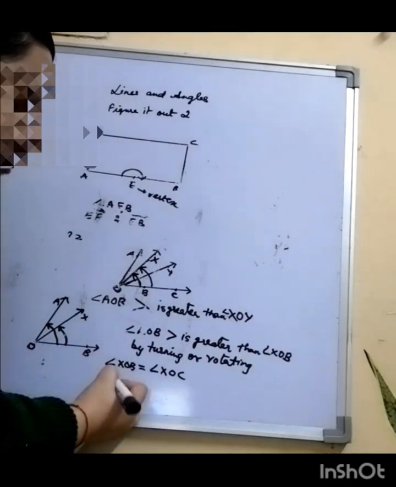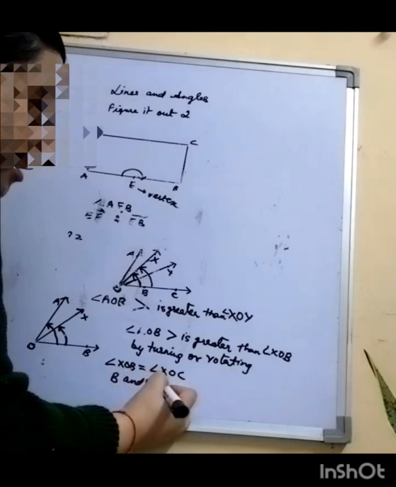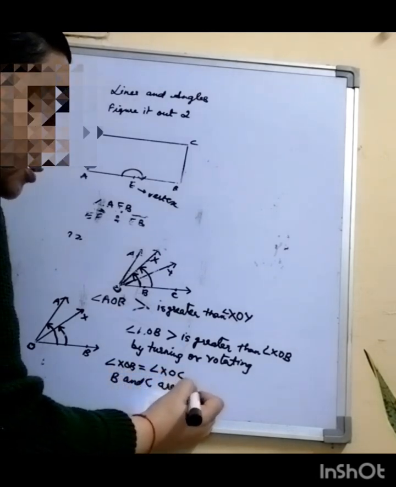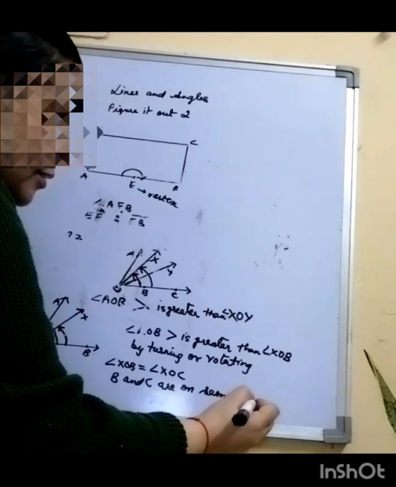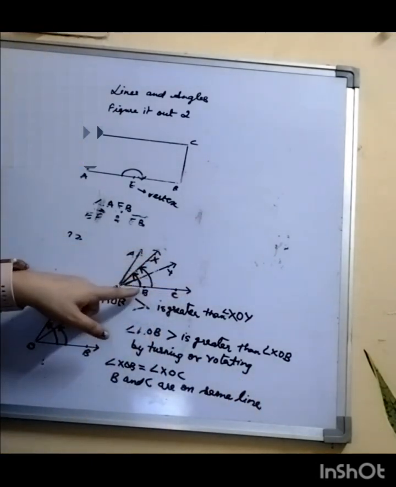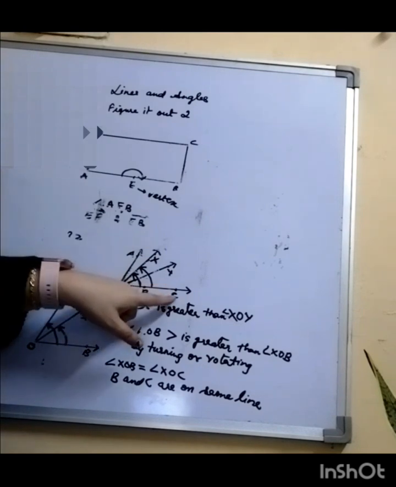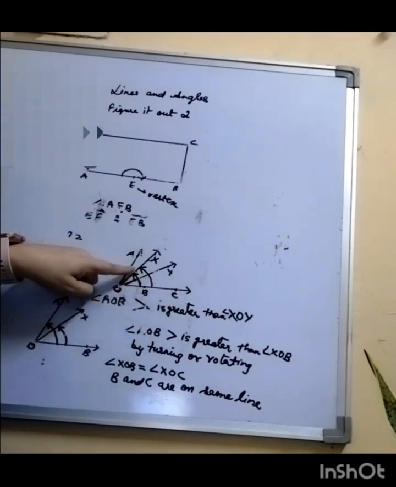This is because B and C are on the same line. What is the reason why these two angles are equal? Because B is also lying on the same line where C is lying, and you are turning both the angles till OX.